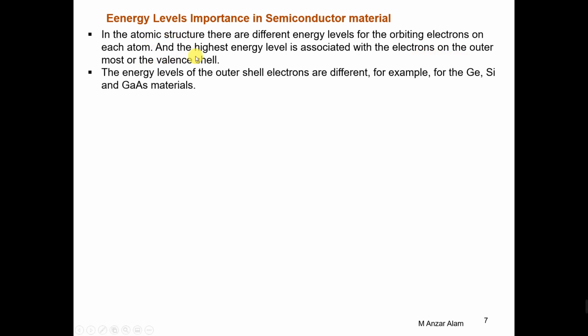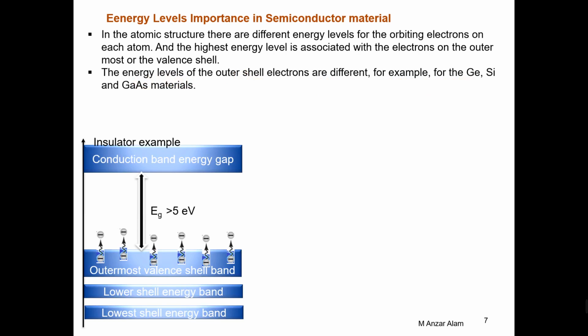The energy levels of the outer shell electrons are different. For example, for the germanium, silicon, and gallium arsenide materials, we will see it. Let's look at an overview of the energy levels in different shells, the energy bands. The band closest to the nucleus is shown on this vertical graph. The vertical line shows the energy level in electron volts.